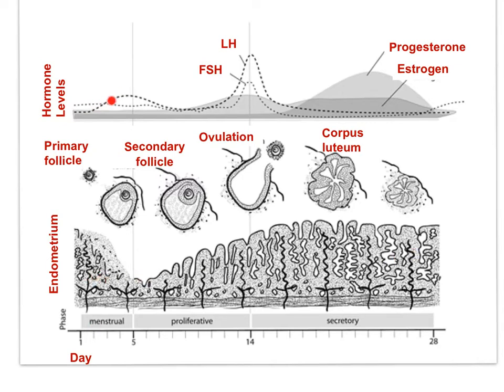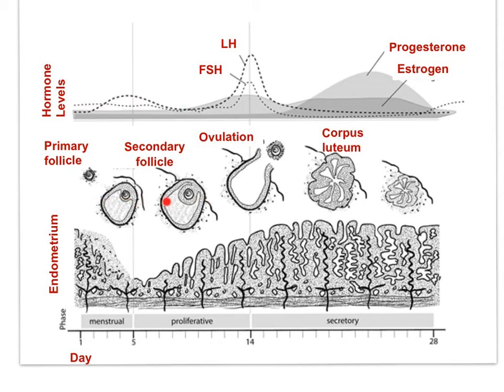FSH and LH levels rise early in the 28-day cycle. These pituitary hormones stimulate follicle development in the ovary, and the follicle secretes estrogen, which you can see rising here. Estrogen inhibits FSH and LH. You can see the decline in their levels here. This is negative feedback.